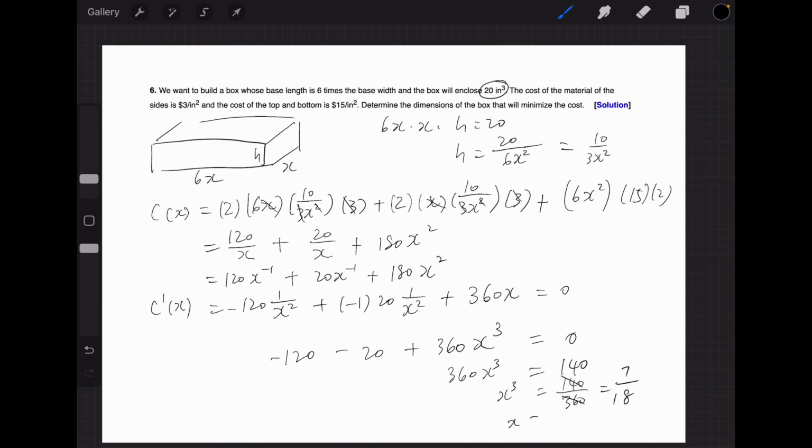And x would be 7/18 to the power of 1/3, which is about 0.73. Okay, so now we know that x equals 0.73 inches, and then we can plug it back into the h function and the length function to get the complete dimensions of the box.